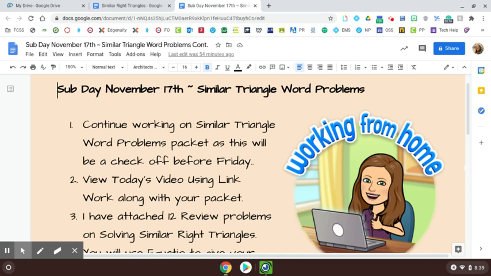All right, today, guys, y'all are going to continue to work with your Similar Triangles word packet, and it will be a checkoff before Friday. Today, you're going to view this link, and we're going to talk about the 12 review problems you're going to do on similar right triangles, but we're going to review how to actually do those similar right triangles real quick.